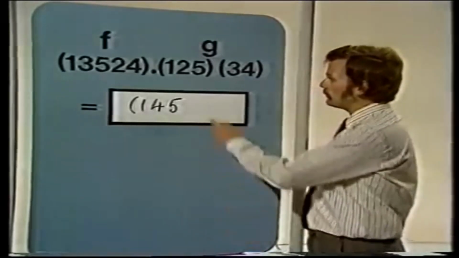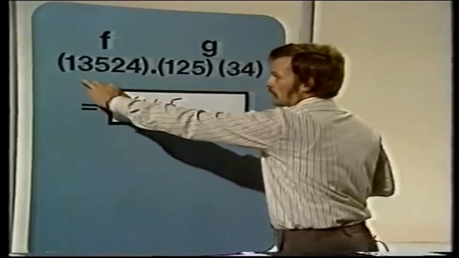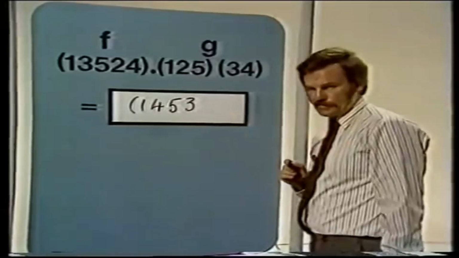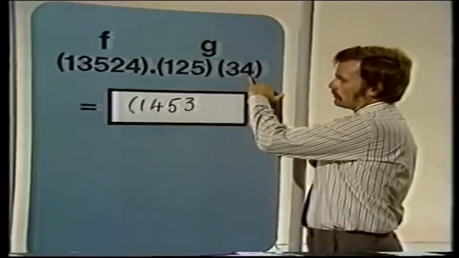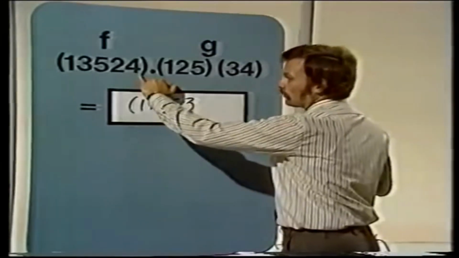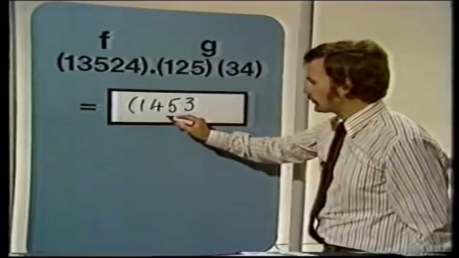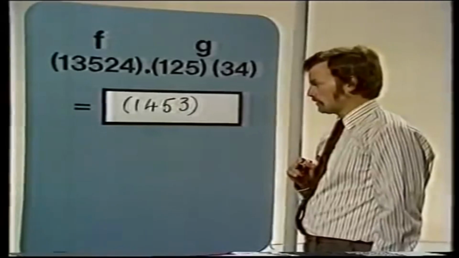Now what happens to 5? Under G, 5 goes to 1. Under F, 1 goes to 3, so in the product, 5 goes to 3. What about 3? Under G, 3 goes to 4. Under F, 4 goes to 1. That's completed the cycle. 3 comes back to 1. And there we've got a 4-cycle.